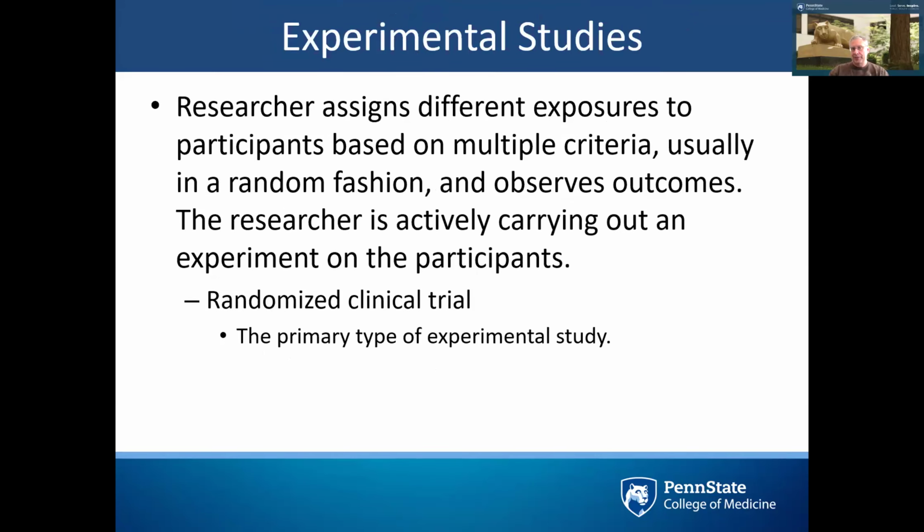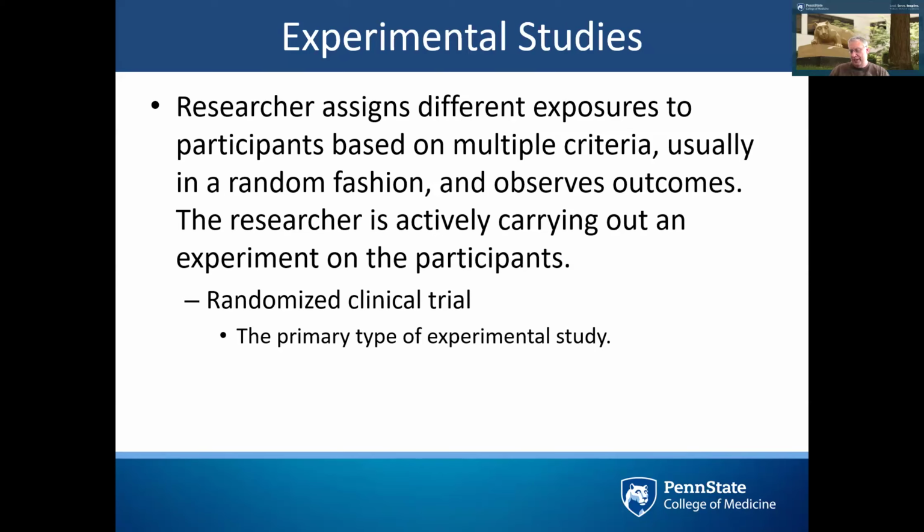So if we move on to experimental studies, what's the experimental study? The researcher assigns different exposures to participants based on multiple criteria, and it's usually a randomized trial, and you observe which outcomes occur. So here the researcher is actively carrying out an experiment on participants. And the main thing for experimental study is a randomized clinical trial. And that's the primary experimental study.